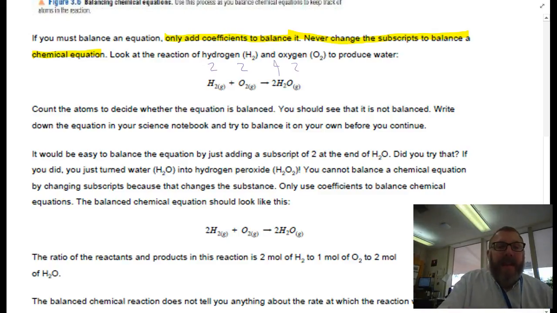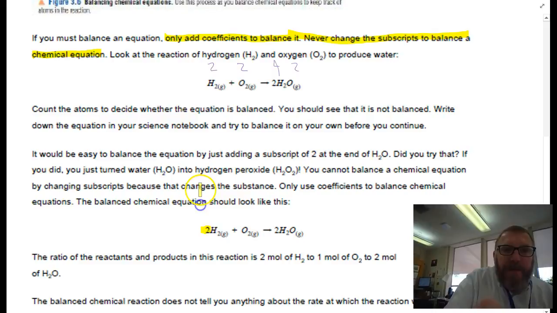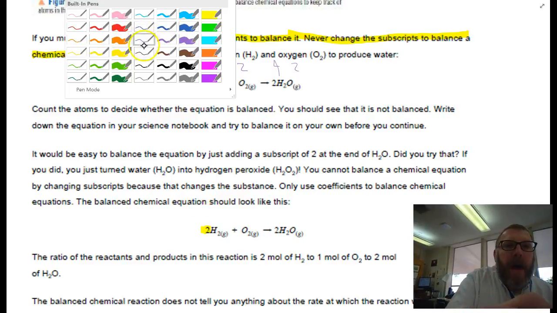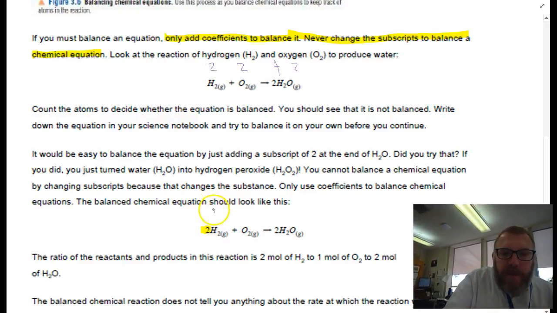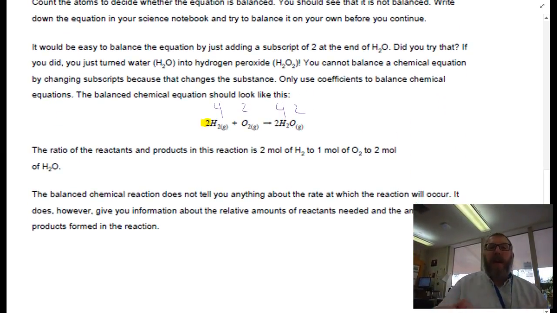You cannot balance a chemical equation by changing subscripts because that changes the substance. Only use coefficients to balance chemical equations. The balanced chemical equation should look like this. We put a coefficient in front of the hydrogen. So when we do that, let's look at it now. 2 and 2, 4. 2 oxygens. We have 4 hydrogens on the reactant side and 2 oxygens. We also have 4 hydrogens on the product side and 2 oxygens.